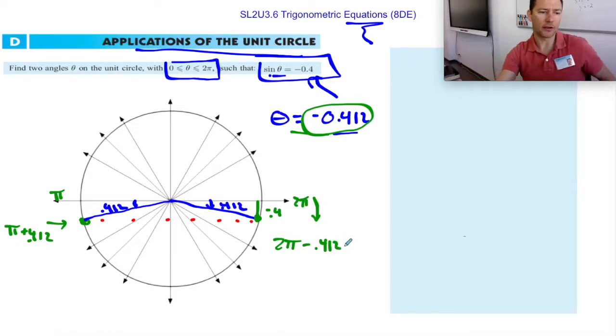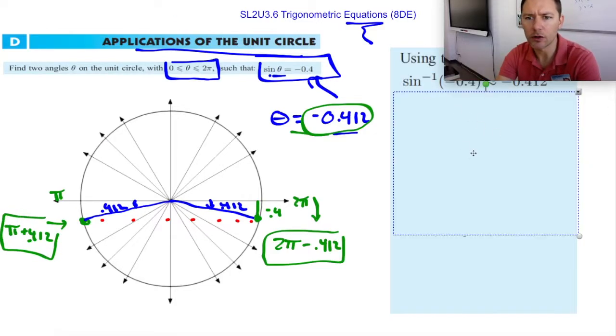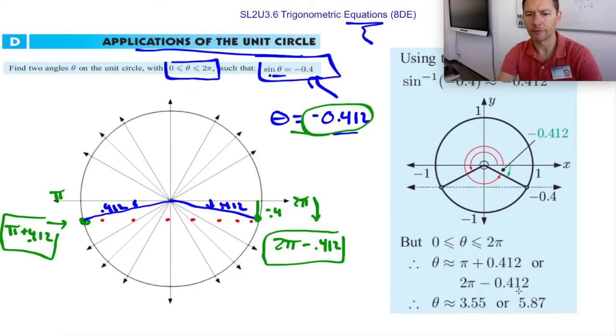And you can run that through your calculator and find a decimal equivalent for it. I think it should be hiding behind this blue guy here. So here's the kind of formal solutions for it, but here's the pi plus 0.412 and 2 pi minus 0.412. You should get 0.355 and 5.8. Try that out. Make sure you can get those.